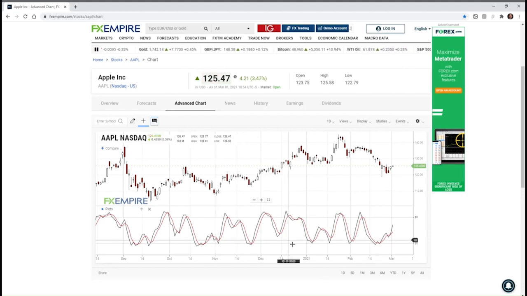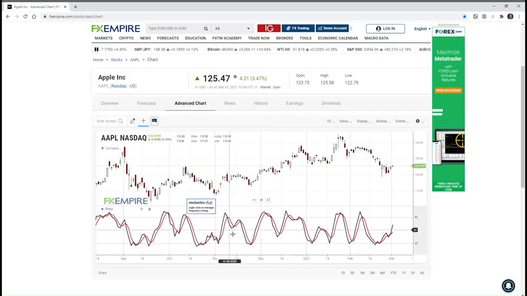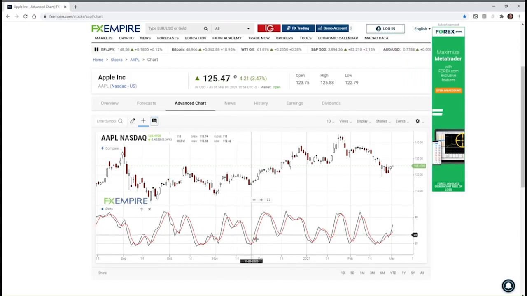Now, a couple of things that stochastics does. Number one, it's got 2 lines, and so there are going to be crossovers. You can see this crossover. Here's a bullish crossover. Here's a bearish crossover. Here's a bearish crossover. Here's a bullish crossover. And that moves a market from a buy cycle into a sell cycle and vice versa.